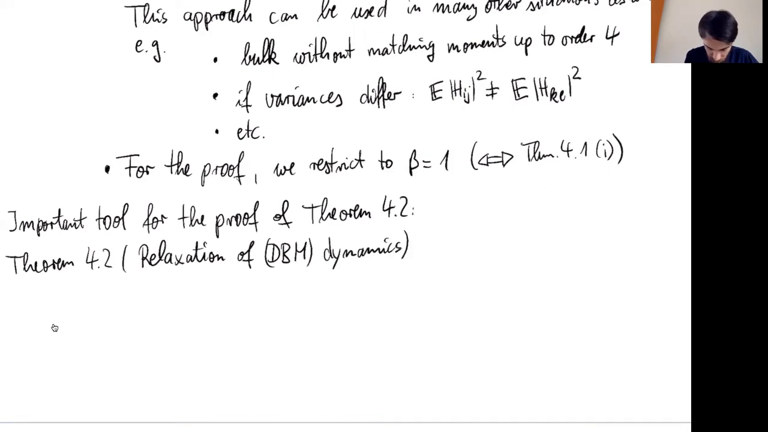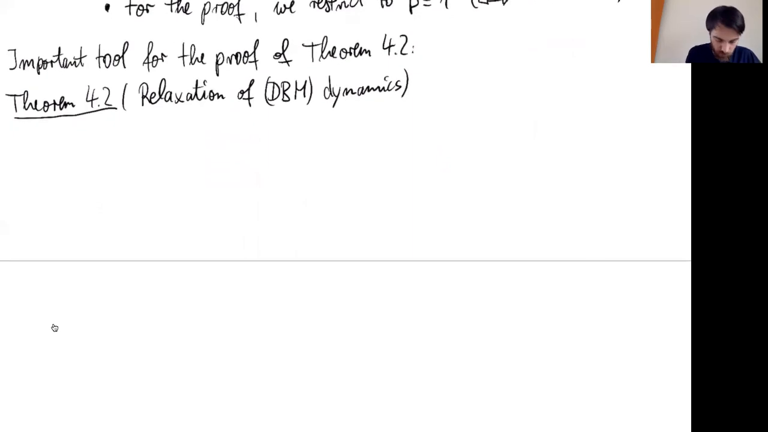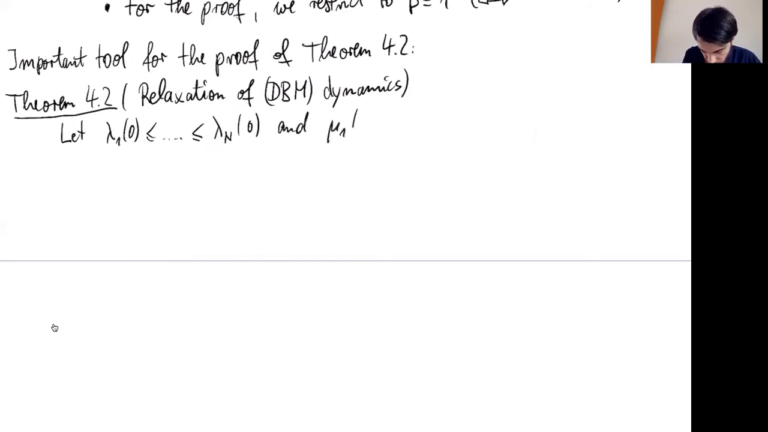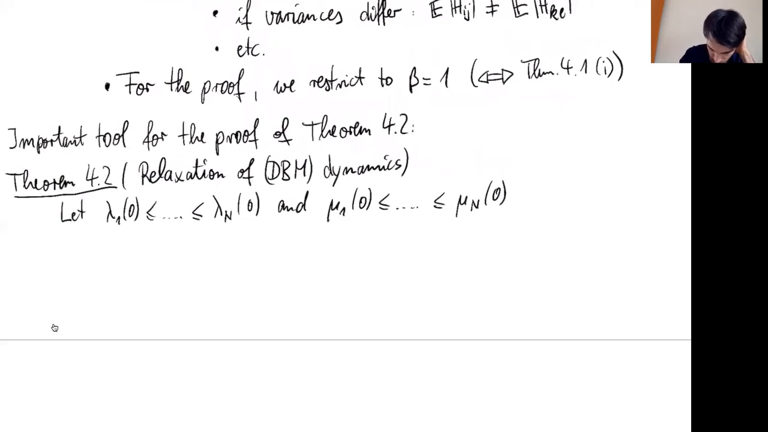And it's the relaxation of this DBM dynamics. So what does that mean? So we start from two sets of initial conditions. So now the lambdas are always increasing, and the same thing, I have initial conditions mu. Yeah, we restrict to, should have remarked here that beta equal to 1 and beta equal to 2 works completely analogously.